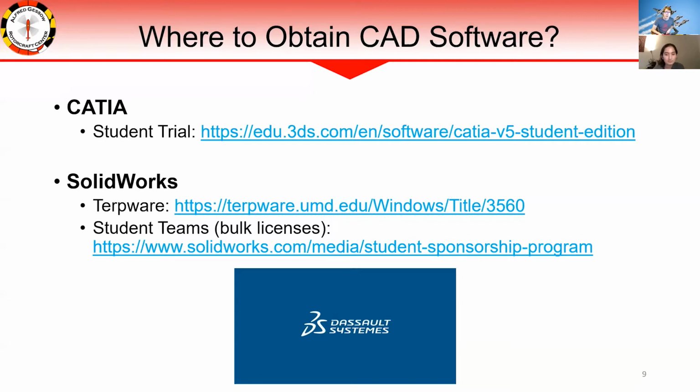SolidWorks is my personal favorite. You can get it on Terpware, but another thing I've used is their student sponsorship program. I thought you all should know about this. If you're on a student team or a research project, you can email them through the student sponsorship program, tell them you're on a team and how many people are on your team, and they'll send you bulk licenses for SolidWorks for a year. It's really handy, and I've used it many times, and I'll probably use it many times in the future.